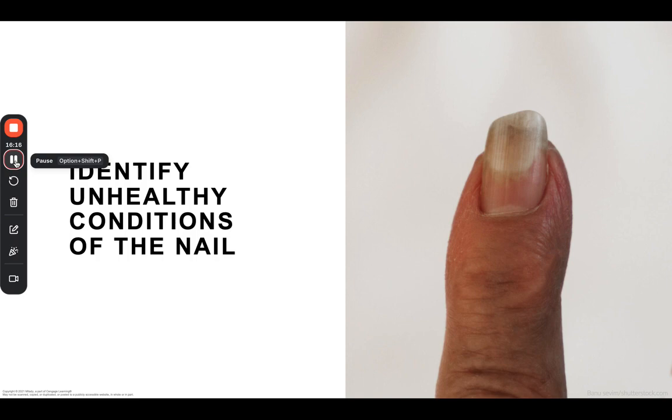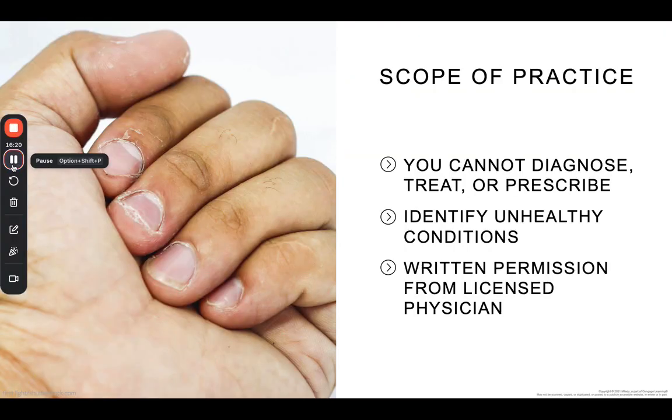Objective number 5, identifying unhealthy conditions of the nail. I first want to highlight the scope of practice. So I want you to be reminded that you are not to diagnose, treat, or prescribe any clients. We are only here to be able to identify unhealthy conditions. And if you assume that someone has an unhealthy condition, your responsibility is to refer them to a physician and get written permission to perform the services.